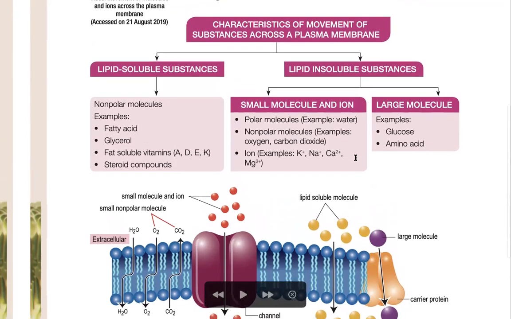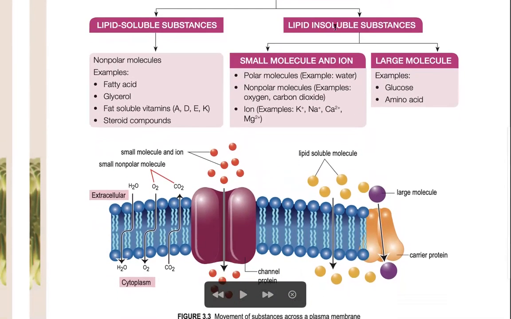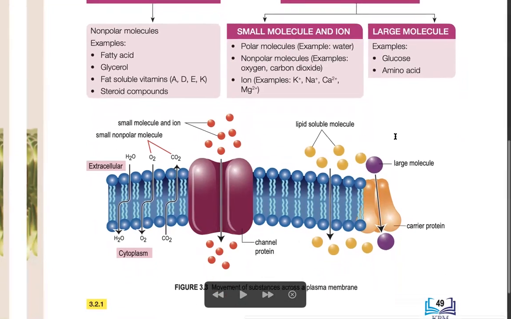Okay, tak apa, nanti kita belajar lagi. The next one, kita pergi kepada sini: lipid insoluble substance. The other name is water soluble substance. Dia terbagi pada dua, which are small molecule ataupun ion, or large molecule. Kita pergi satu-satu. Kalau contoh large molecule, for example, glucose and amino acid, they will use protein instead of the phospholipid bilayer. Awak tengok kat sini.